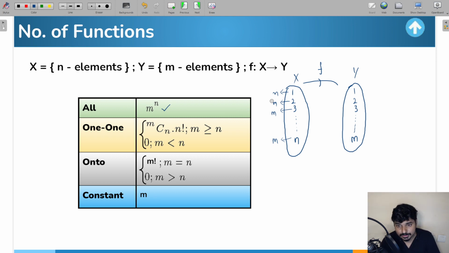Now, when it comes to one-one functions, everyone listen to this carefully.